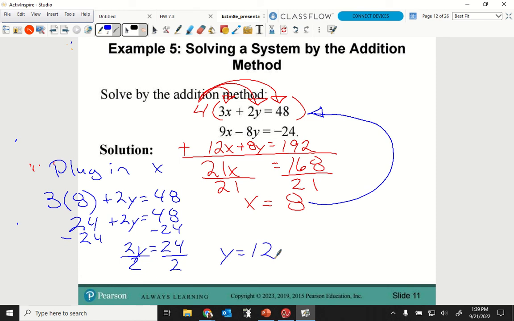Is that how I leave my answer? Say no. No. You put it as a point. 8, comma, 12. Make sense, hopefully? Okay, so I'm glad everyone's going with this, right?